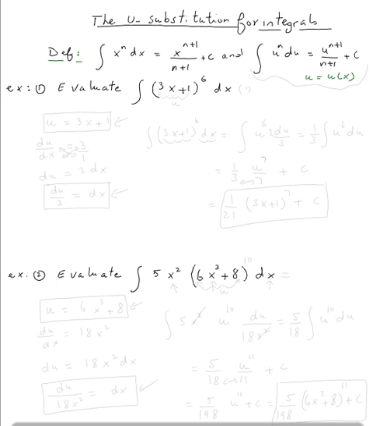For example 1, we need to evaluate the integral of (3x plus 1) to the 6 dx. What we do is, everything that's between parentheses, we always call it a u. So this is going to be my u. In other words, u is equal to 3x plus 1. Now what does this mean? This means that du over dx, if you take a derivative, du over dx of 3x plus 1 is 3. This means that du is equal to 3 times dx.